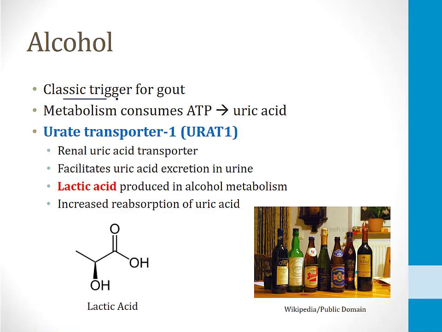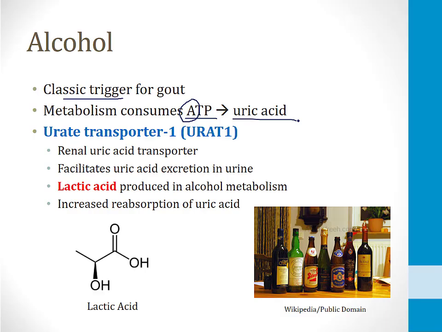Alcohol is another classic trigger for gout, and there are a couple of reasons for this. First of all, metabolism of alcohol consumes ATP, and the A in ATP is for adenosine, which is a purine nucleotide which is converted into uric acid, and therefore consumption of alcohol can raise the uric acid level by this mechanism.